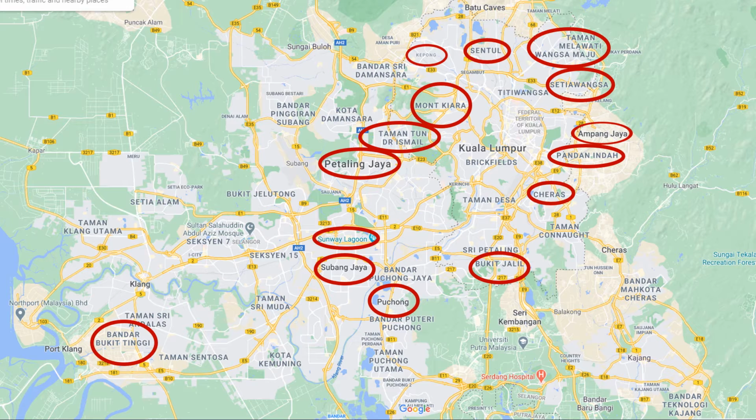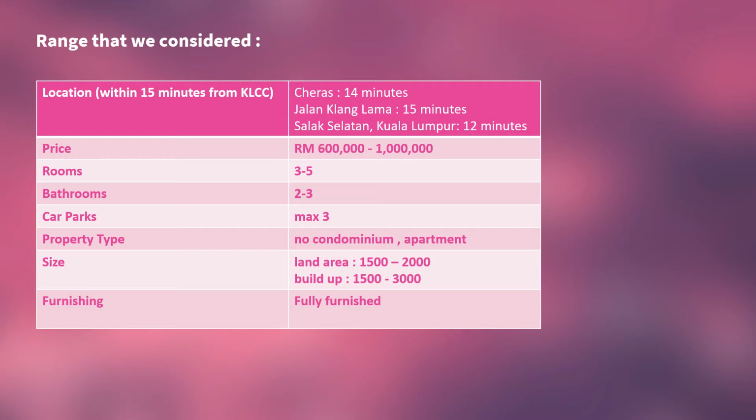Based on the dataset of properties that have been given in Kuala Lumpur, we have 53,884 data. These are some of the locations that can be found in the dataset. The range that we consider to filter from the 53,884 data is, first, location within 50 minutes from KLCC, where the husband works.